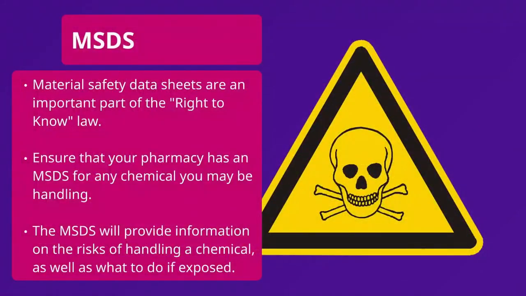Part of that is material safety data sheets. So MSDS, or material safety data sheet, like I said, are an important part of the right to know law. Ensure that your pharmacy has an MSDS for any chemical you may be handling. The MSDS will provide information on the risks of handling a chemical, as well as what to do if you are exposed to that chemical.